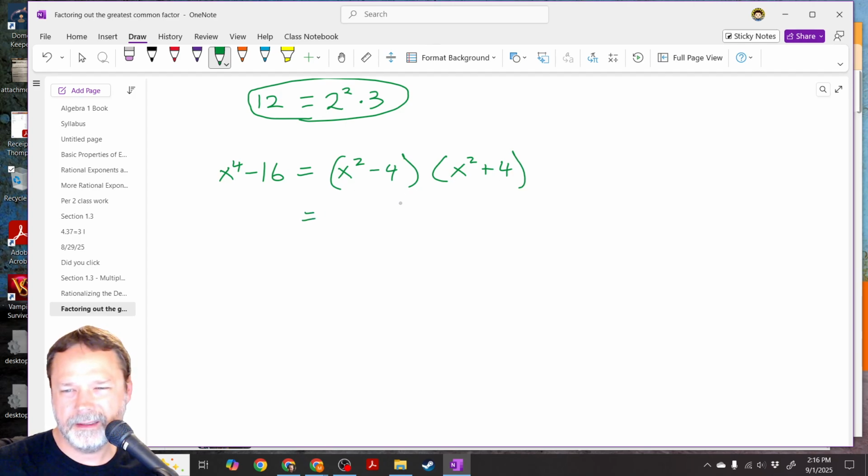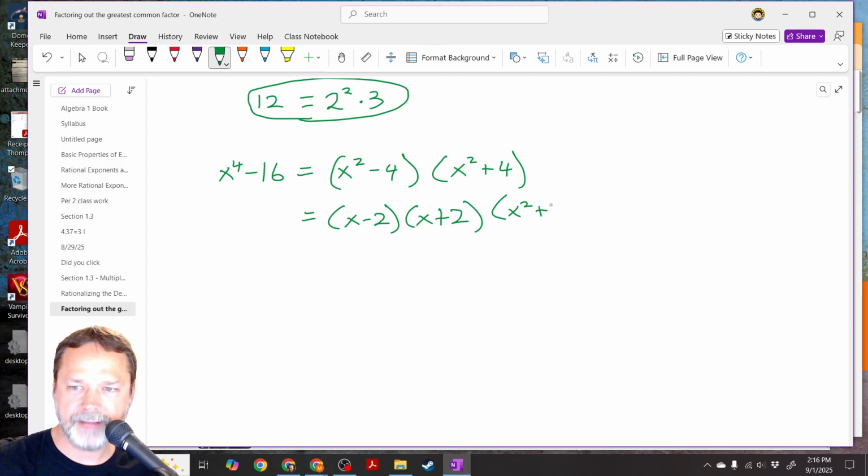And then, well, this one, I can't factor that anymore. But this one I could factor more, and I could keep going. I say x minus 2 times x plus 2. And then this one was still here, x squared plus 4. And then I'd have to stop. And that's my analog to the prime factoring for numbers.